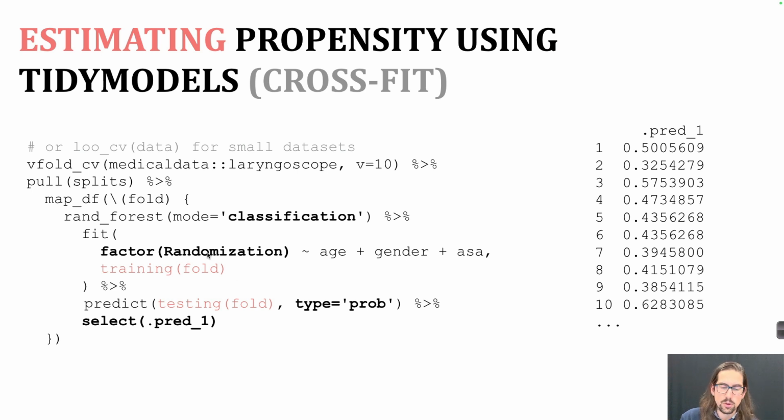But if you don't do this, it gives you a very helpful error that basically tells you that you have to do that. And I'm highlighting that I'm fitting the model just on the training part of the data within each fold. And then I predict for the testing fold.